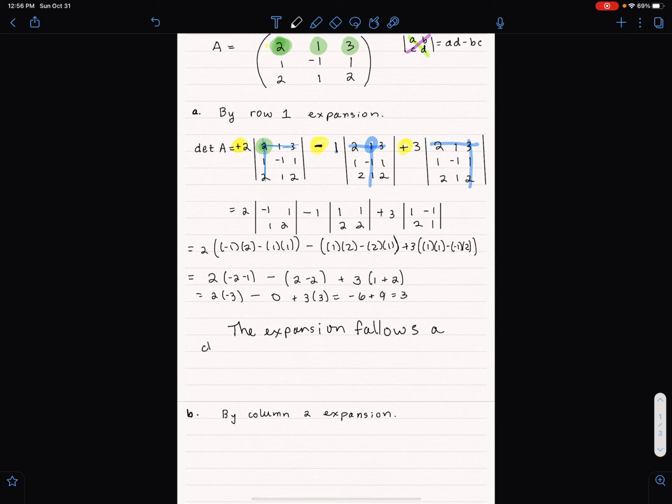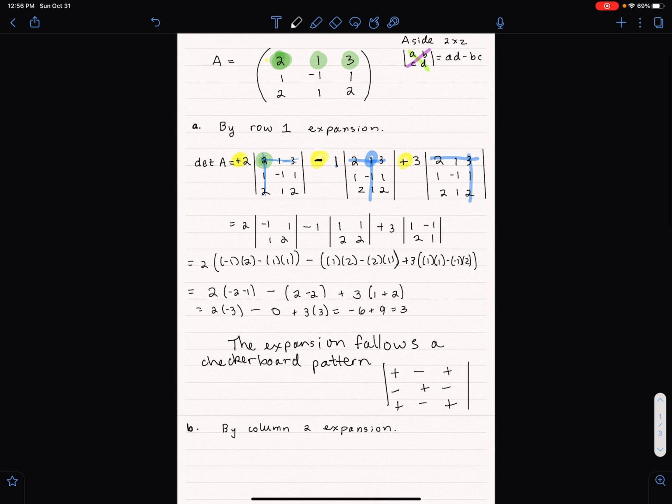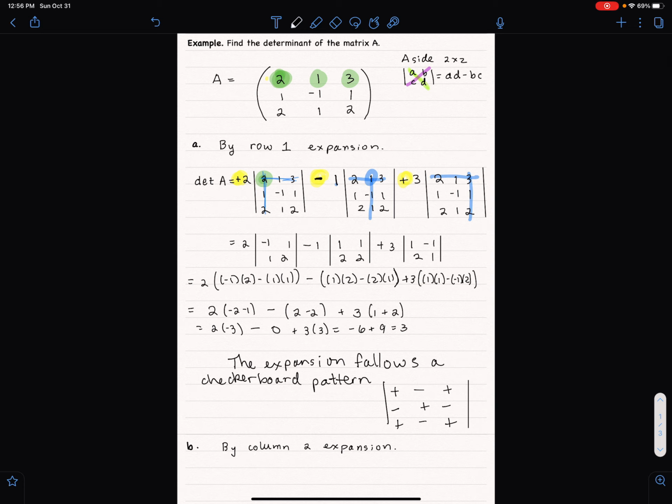it follows a checkerboard pattern. And what I mean by that is it'll go plus, minus, plus. That's what we saw across the first row. Do you see? Plus, minus, plus. But then if you go along the second row, it's minus, plus, minus. And in the third row it would be plus, minus, plus. And it follows a checkerboard. There's more you can learn about determinants, and it goes on. But anyway, that's one of the things we're going to assume is true. We're going to accept it as a fact.